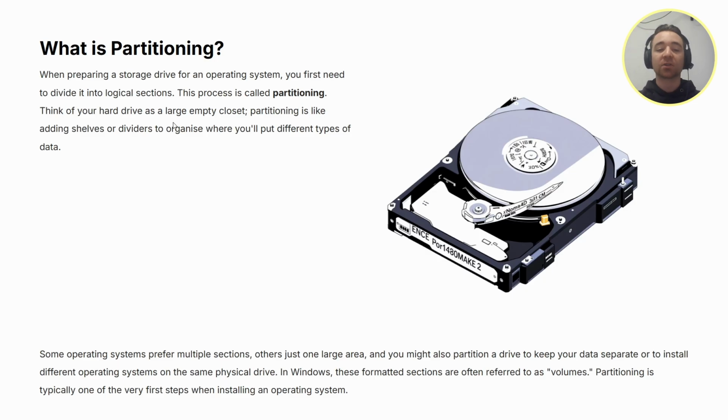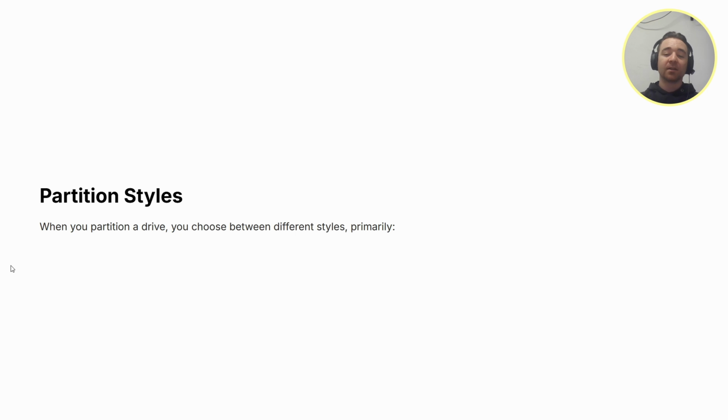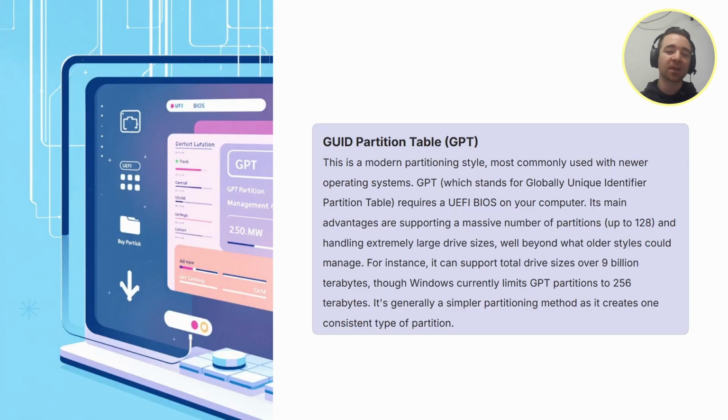So you're thinking of your hard drive as a large empty closet. Partitioning is like adding shelves or dividers. So you're just organizing that drive, okay? Now, that's what partitioning is, really. We need to know about two different specific types of partitioning styles here, okay? There's two we need to know about. One is older and has some limitations. One is newer and is really just a little bit better.